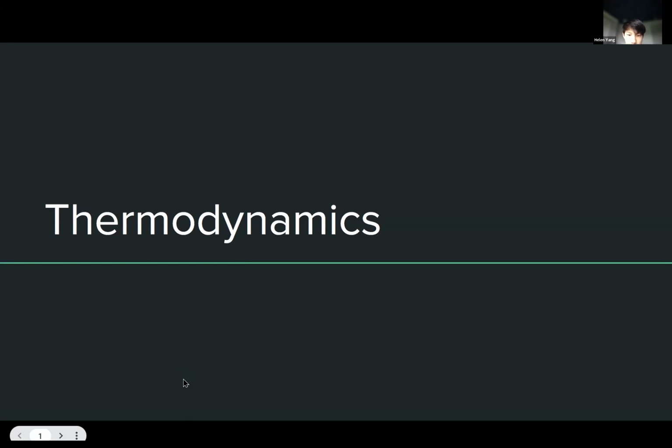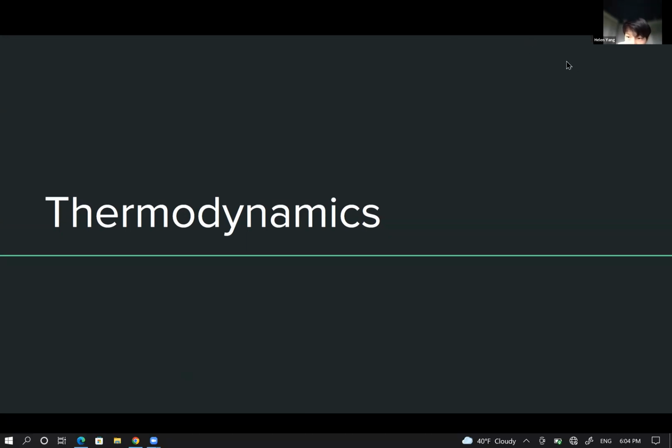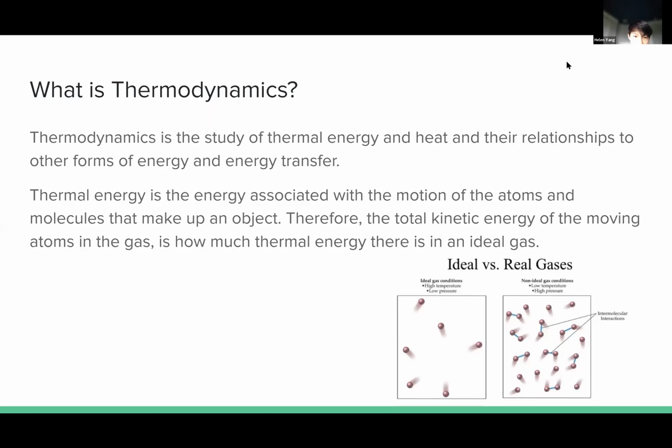Today we'll be learning about thermodynamics. All right, so first of all, what is thermodynamics? Thermodynamics is the study of thermal energy and heat and their relationships to other forms of energy and energy transfer. And thermal energy is the energy associated with the motion of the atoms and molecules that make up an object.